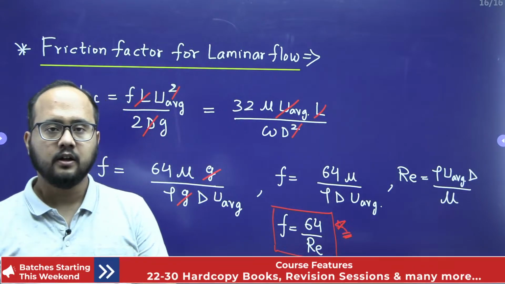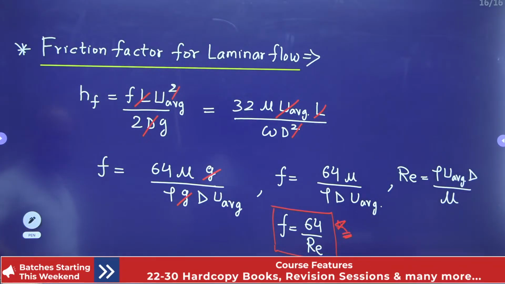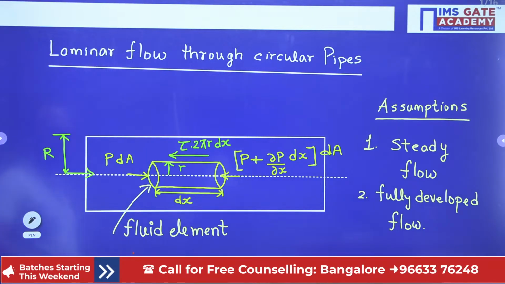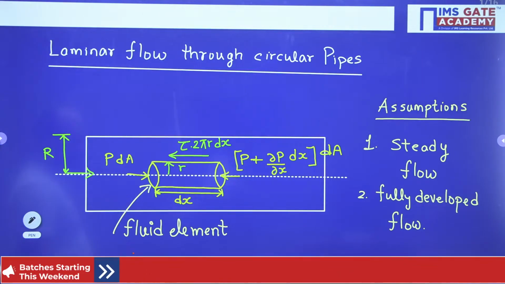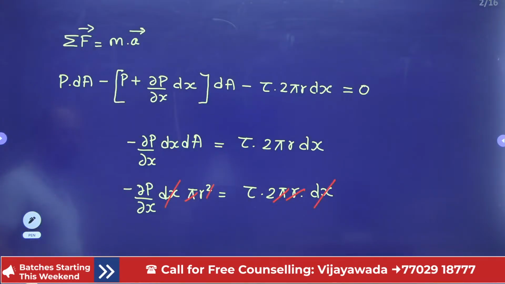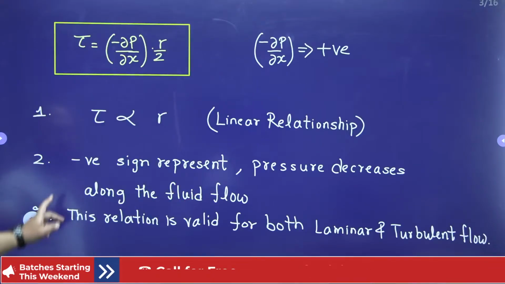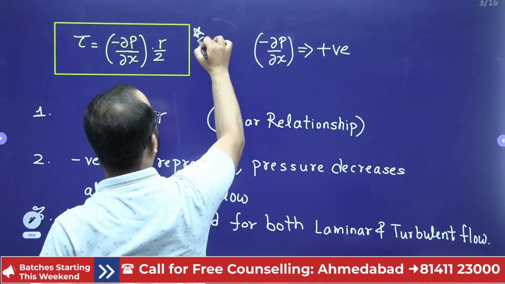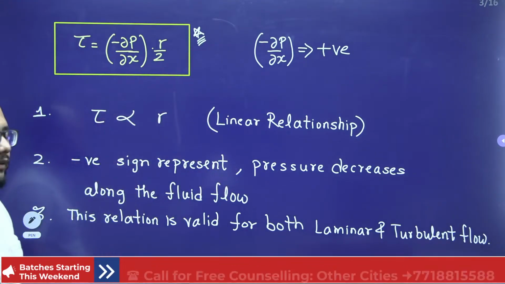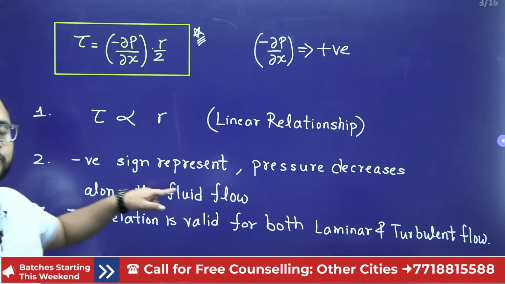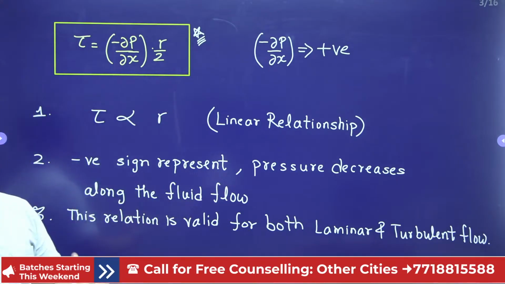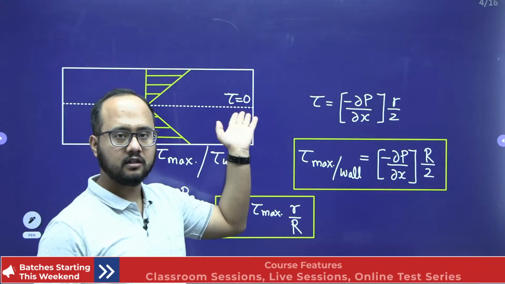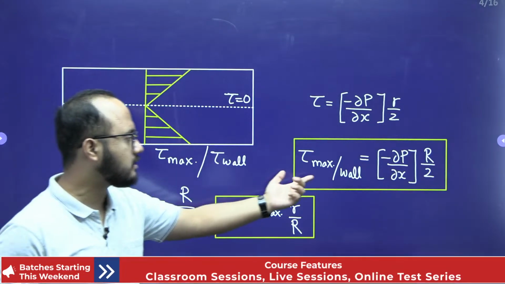Yes or no? So see what we have discussed till now. Starting from this relation, laminar flow through circular pipes we have discussed, right? In that we have derived a very important relation. And in this relation, three conclusions we have discussed: linear relationship, the negative sign represents that pressure decreases, and third, it is valid for both laminar and turbulent flow. Then this linear relationship, and from that, this relation and this relation we can derive.